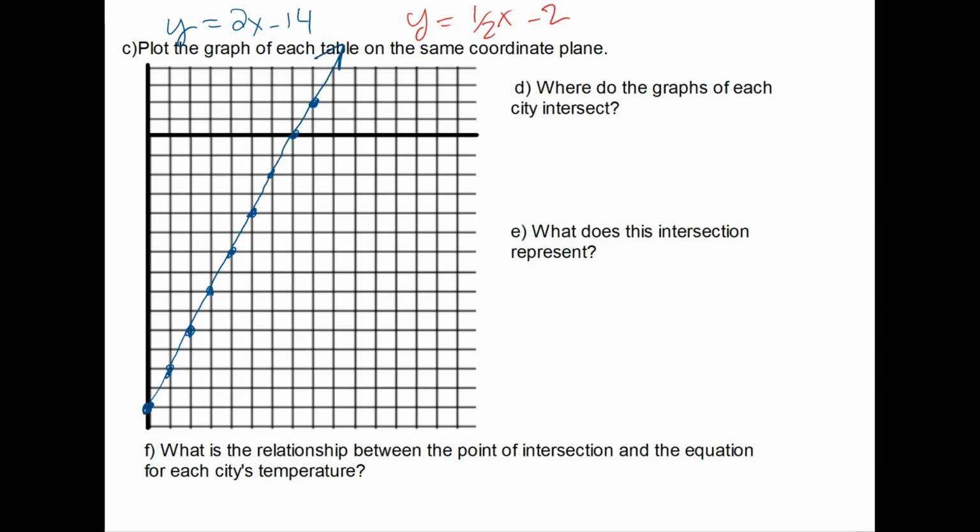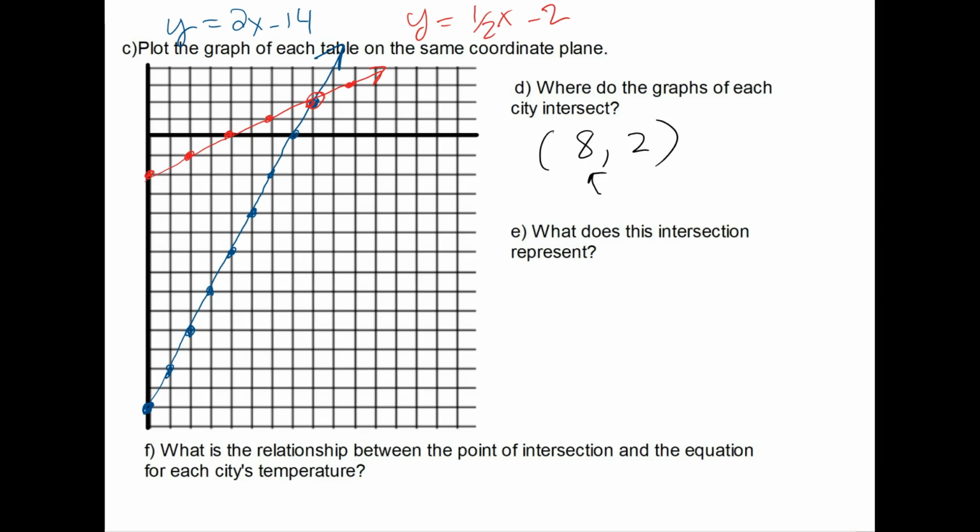Okay, and then we have our other line. Start at negative 2 and go up 1 over 2, 1 over 2, 1 over 2, 1 over 2. We got it, y'all. We're about to be done. Where do the graphs of each city intersect? They intersect at (8, 2). We found it already.